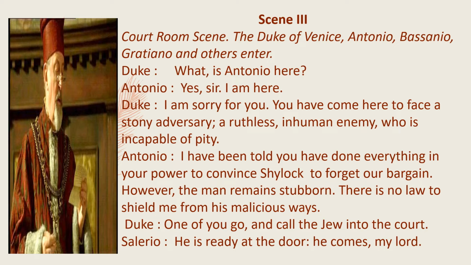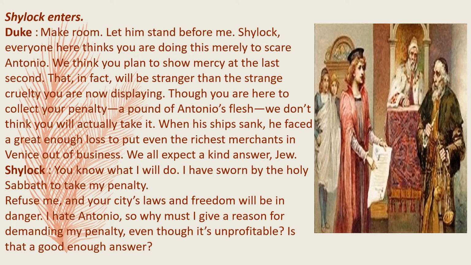The Duke then tells one of the courtiers, One of you go and call the Jew into the court. Here Jew refers to Shylock. Duke is calling Shylock to the court. Solario: He is ready at the door. He comes, my lord. He is already waiting at the door, my lord, and he comes inside. Shylock enters the court. As he enters, the Duke tells the other courtiers to make space for him. Let him stand before me. Let him come and stand right in front of me.